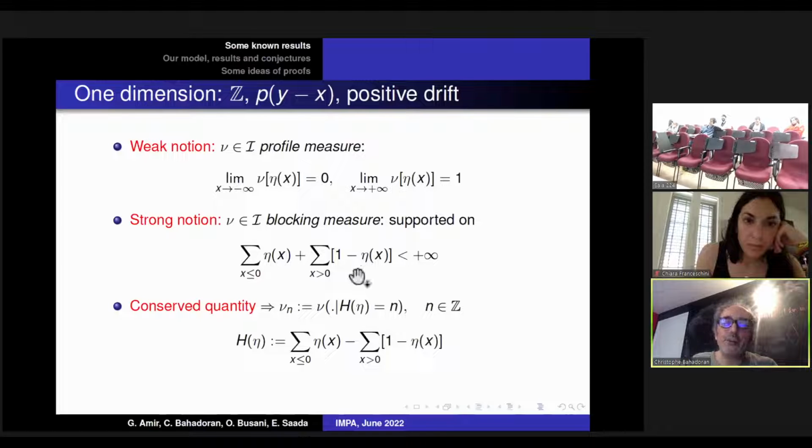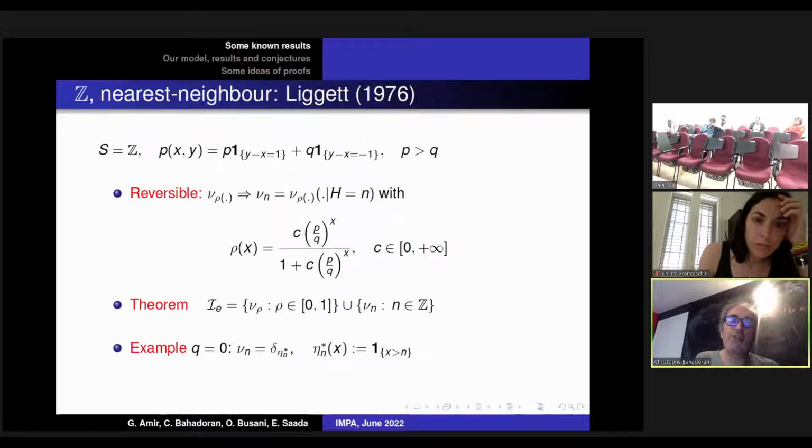And when you restrict the process to this blocking state, you have a conserved quantity, which is the number of holes to the right minus the number of particles to the left. So in fact, if you want to have extremal measures, you have to condition upon this conserved quantity. So it happens in some cases that you have explicit blocking measures which are product, but they will not be extremal because you need this conditioning. So the classical result by Liggett is that you have these blocking measures.